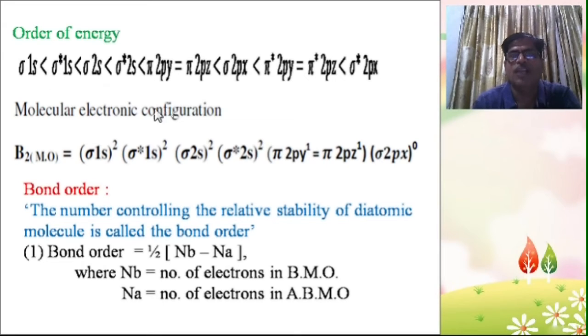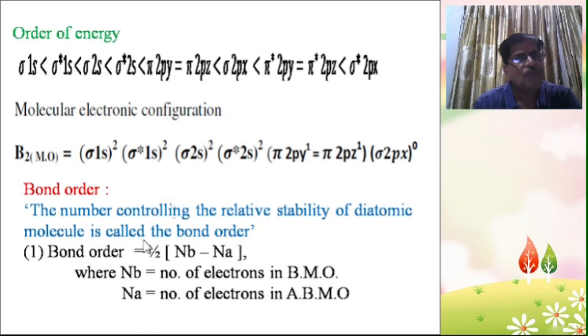So in the B2 molecule, sigma star 2px has the highest energy and sigma 1s has the lowest energy. The molecular electronic configuration of the B2 molecule is sigma 1s2, sigma star 1s2, sigma 2s2, sigma star 2s2, and pi 2py1 equal to pi 2pz1, one electron in each MO of 2py and 2pz. There are no electrons in sigma 2px. So these are the 10 electrons we write in the molecular electronic configuration.